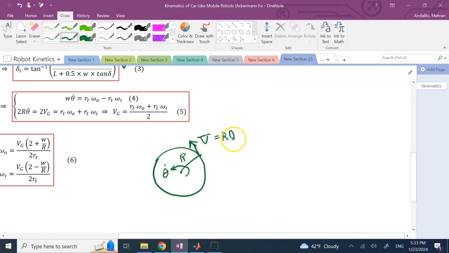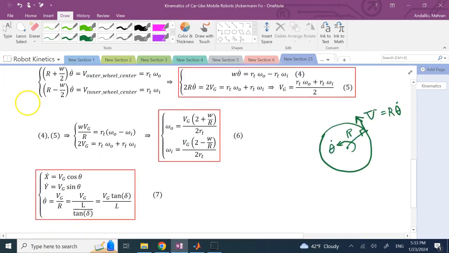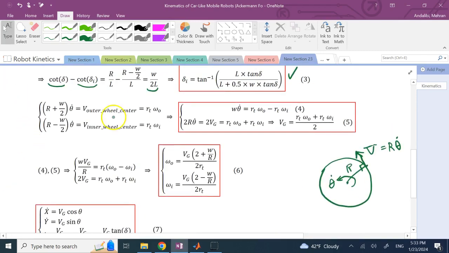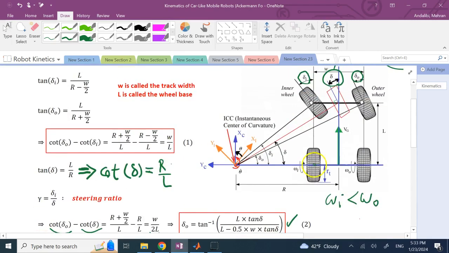Equals r times omega, right? So that's what we know from dynamics. So we're going to use that right now. And we are going to what? We are going to look at the velocity of the center of the outer wheel and the velocity at the center of the inner wheel. Okay, these two points that I showed you earlier, this one and this one.